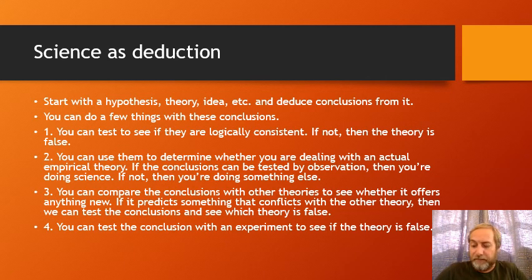And first of all, you can make sure that all those conclusions are logically consistent, right? So what you don't want is a theory that says if I drop my phone, it will fall down and it will fall up, right? That's contradictory. That means there's serious problems with your theory. So that's one test: just make sure your theory is consistent. Do that by deducing conclusions from it.